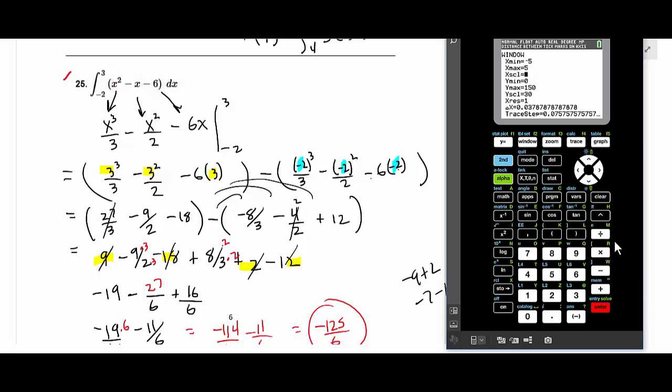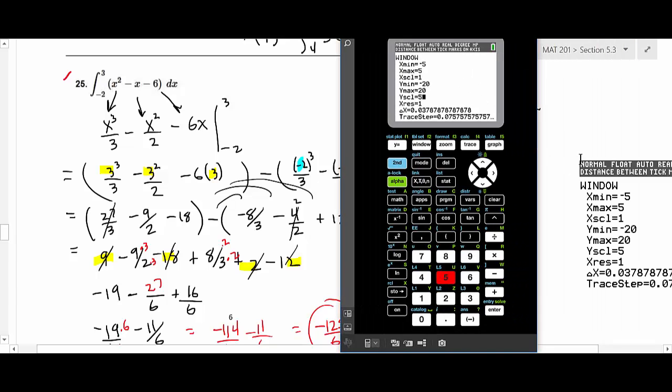Scale of 1, and I have no idea what the y values are. This is what I usually do. I usually go second graph to get the table to come out, and I just scan through and see what kind of values I have. It looks like I have some negative values, and I got like a 14 in there, so for the y window, let's do like negative 20 to 20, and then maybe scale by 5 or something like that, okay? I'll slide that over there if you need to see that.